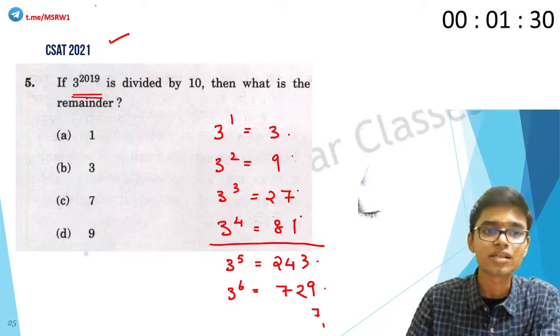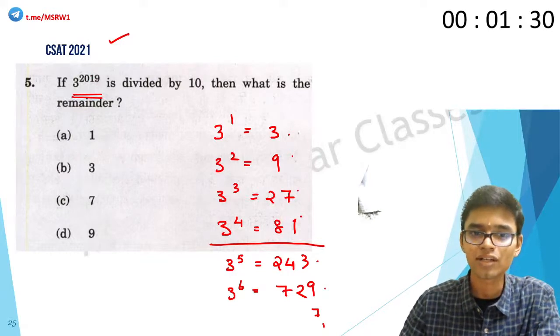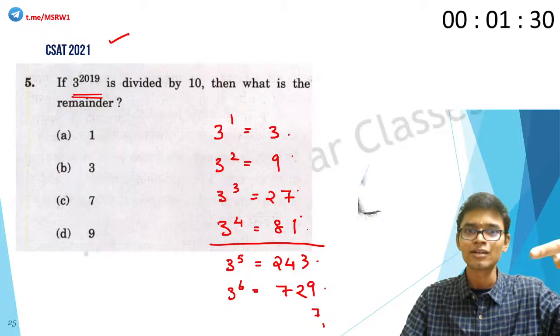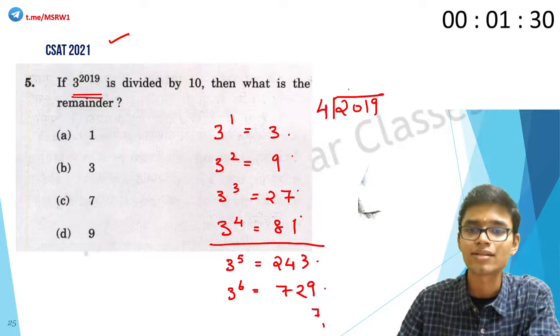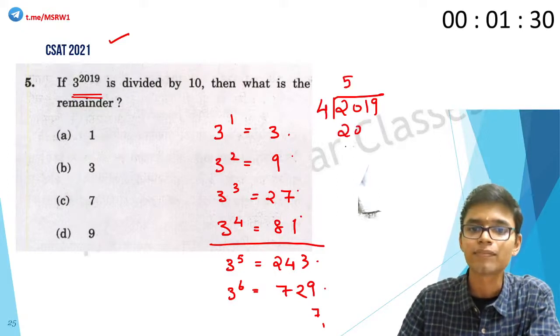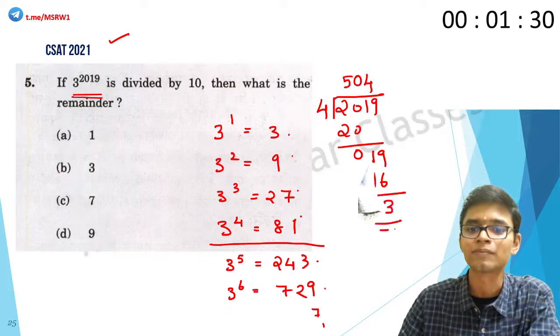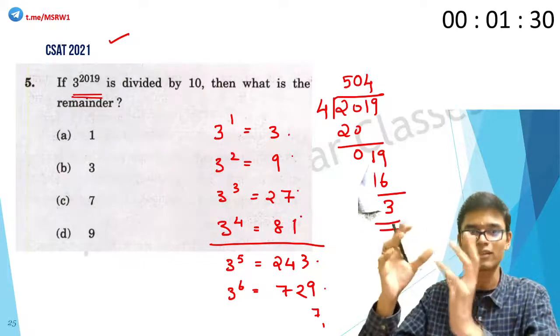So here the question is 3 raised to 2019. We have seen that after every 4 powers, it repeats again. So what we do is we divide 2019 by 4. What is the answer? 5 fours are 20, so 1 0 9. Then 4 fours are 16. Remainder is 3. Right? So the remaining power is 3.